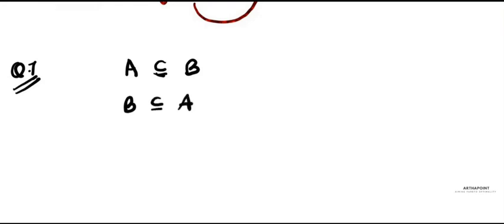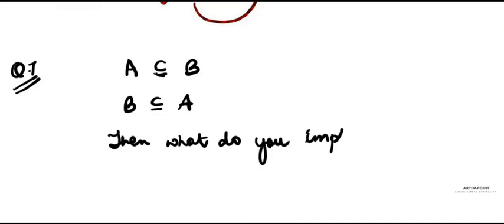Okay, now I'm going to ask you a very small question from sets. I am saying that A is a subset of B. I'm not using the word proper. I'm saying A is a subset of B. And I'm saying that B is also a subset of A. Then what do you imply? What do you think will happen if both are subsets of each other?